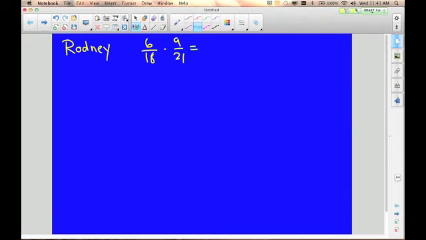First is Rodney. All that Rodney does is multiply the numerators together and multiply the denominators together. After he does this, he simplifies the fraction. He comes up with a common factor between the numerator and denominator, and keeps doing that until the only factor that can divide the numerator and denominator is 1. When that's the case, the fraction is in simplest form or lowest terms.